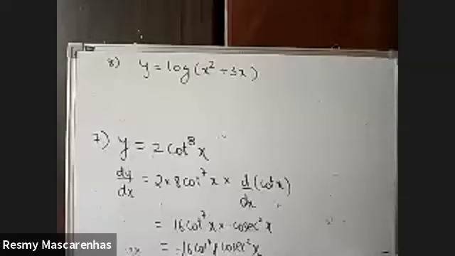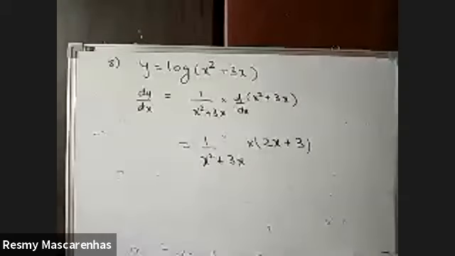The derivative of x square is 2x. And this will be 3. 3 into 1 will be 3. So that will be our answer. 2x plus 3 upon x square plus 3x. The derivative of x square is 2x. Same way 3 into the derivative of x is 1. So it will become 3.